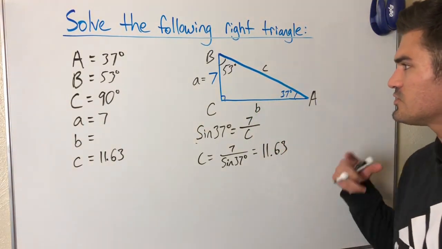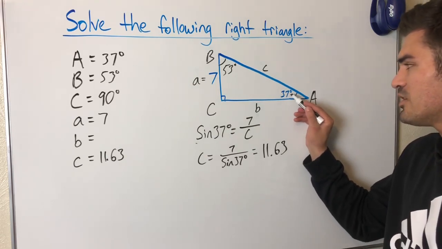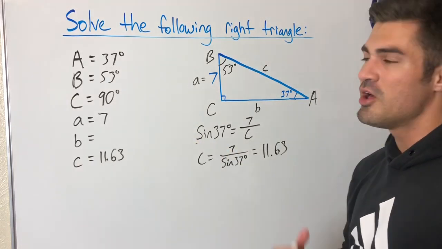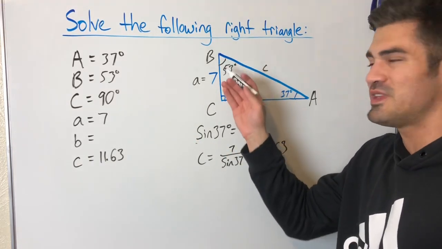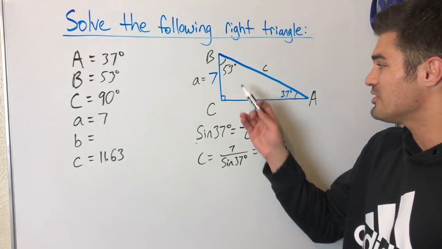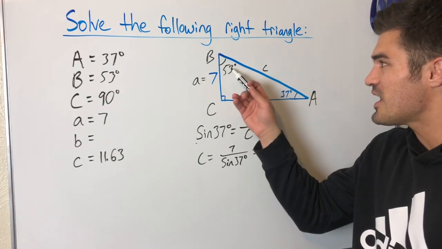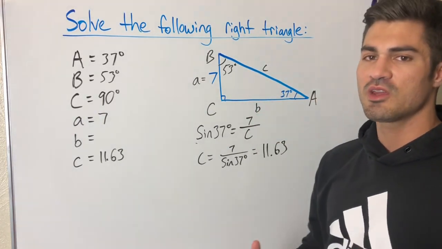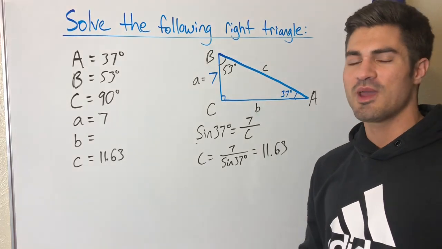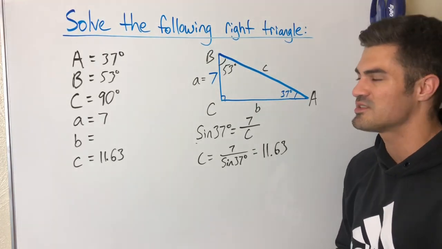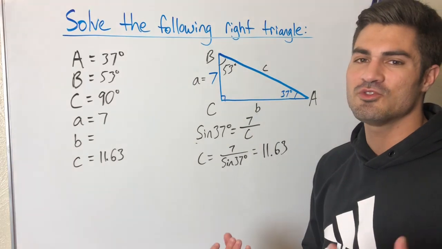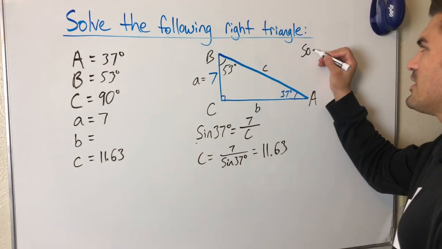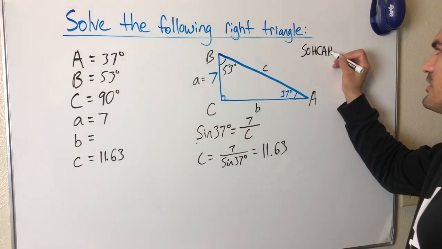And again, what else could I have used? Tangent, right? I could have taken tangent 37 and said that's 7 over b, and I could have solved for b. I could have also worked with this angle, 53 degrees. I wouldn't have been able to use sine, but I could have used tangent or cosine with that. So you have a lot of options. Just make sure you pick what you're doing strategically and make sure you have the right definition. The most common mistake I see is that someone writes cosine and they do adjacent over hypotenuse instead of opposite. So just really don't forget SOHCAHTOA, and take your time, double check your answer.